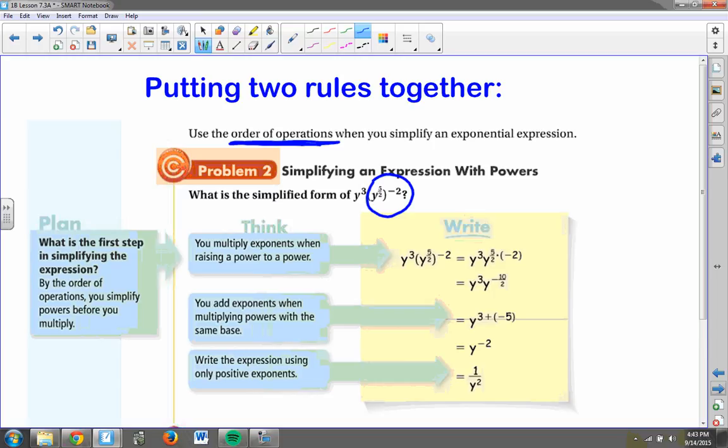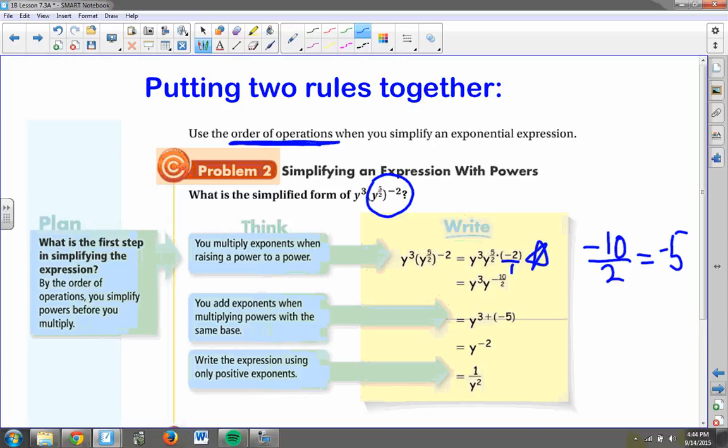Okay? So that's the first thing that they do here. Right here. They do y to the 5 over 2 times negative 2 because we raised a power to another power. Now, negative 2 is really like negative 2 over 1, and again, they just multiply their fractions across, and they end up at negative 10 over 2. That's right there. But hopefully we know that negative 10 over 2 is really equal to negative 5, right? Negative 10 divided by 2 is negative 5.